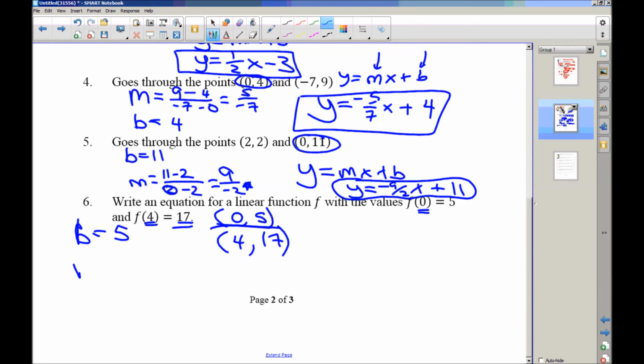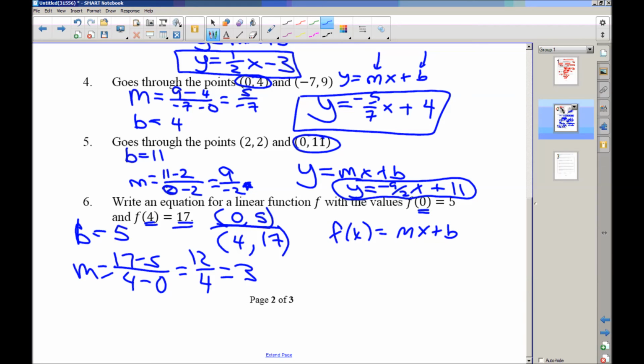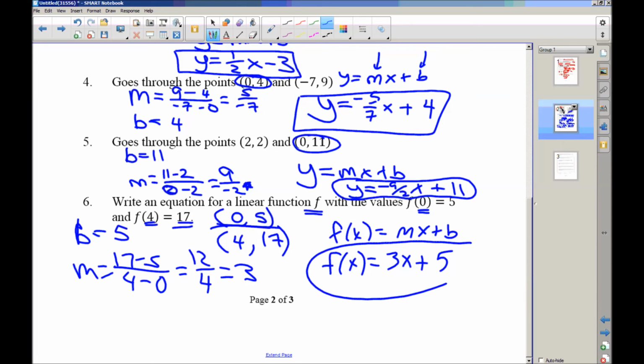And then we can calculate the slope. We're going to do 17 minus 5 on the top, 4 minus 0 on the bottom. 17 minus 5 is 12. 4 minus 0 is 4, so 12 divided by 4 is 3. So I'm writing my equation. It's going to be f of x equals mx plus b because we have the function f this time. And in place of the m, I'm putting 3. And in place of the b, my f-intercept in this case is 5. So here's my equation. f of x equals 3x plus 5.